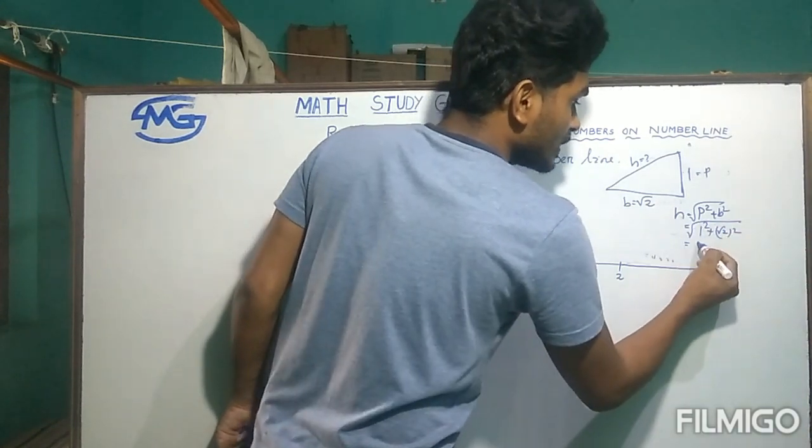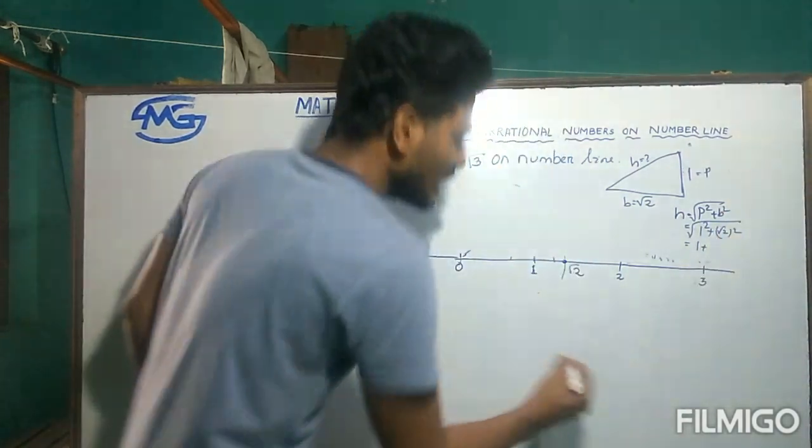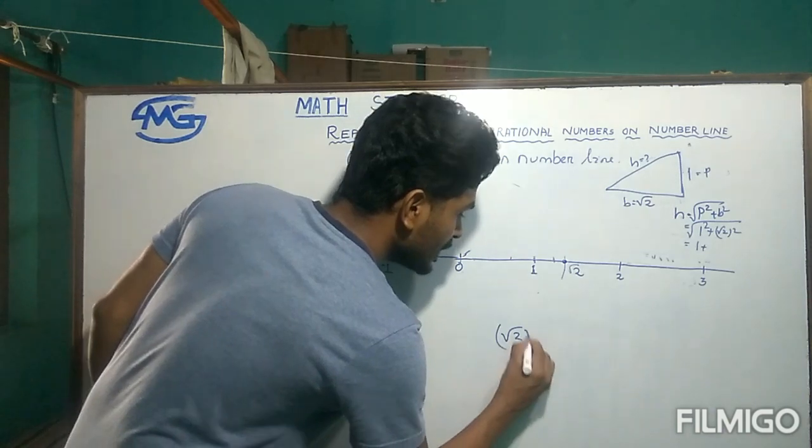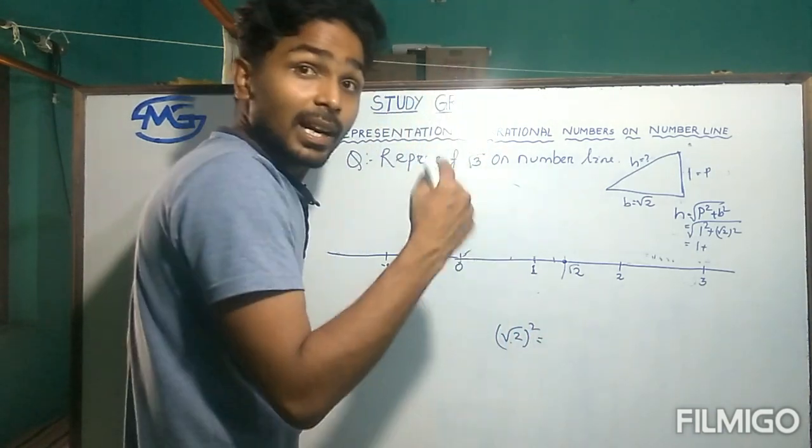Okay, 1 square is 1 plus √2 square is how much? √2 square means √2 is multiplied twice.